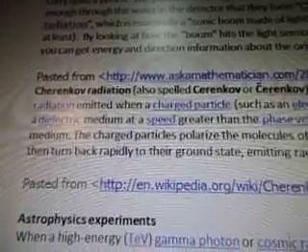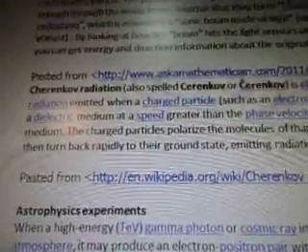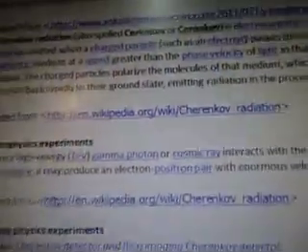It's an electromagnetic radiation emitted when a charged particle, such as an electron, passes through a dielectric medium at a speed greater than the phase velocity of light. Okay, so that was on the Cherenkov radiation on Wiki.